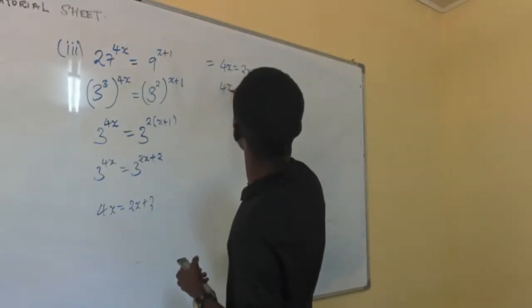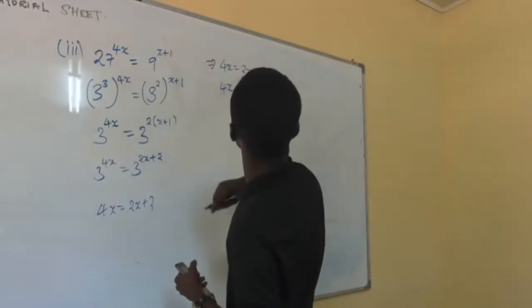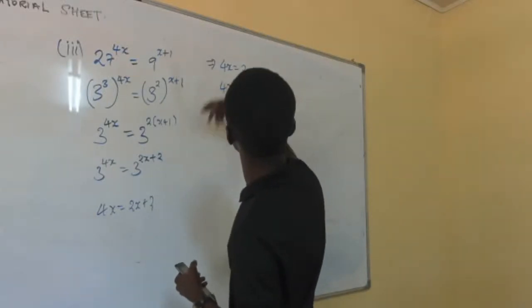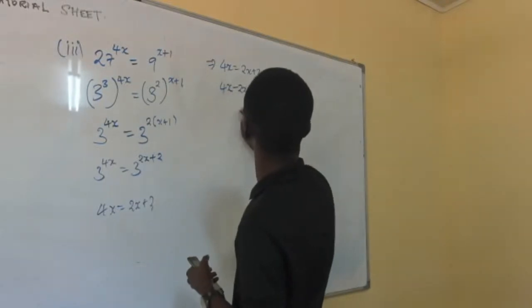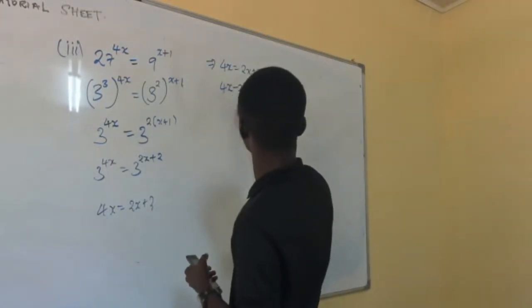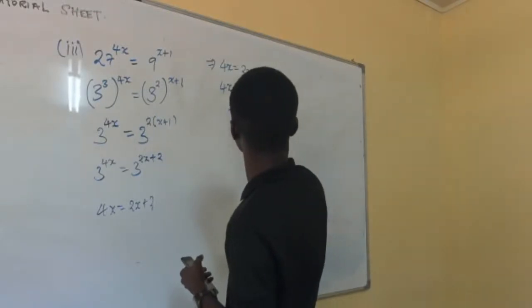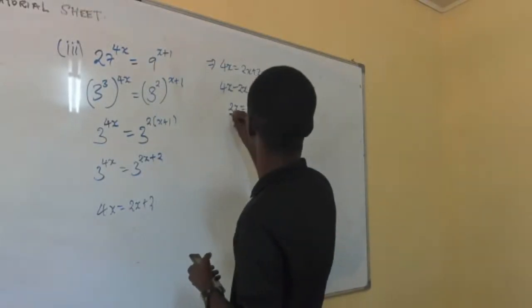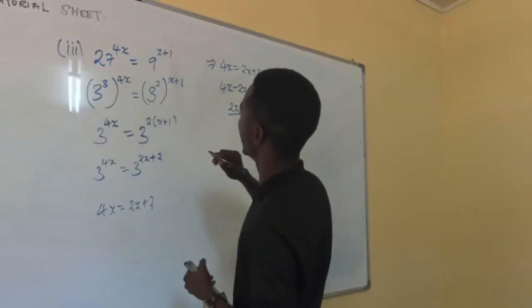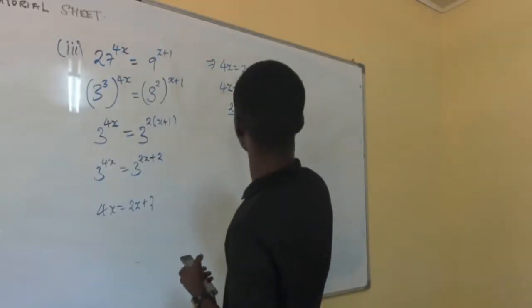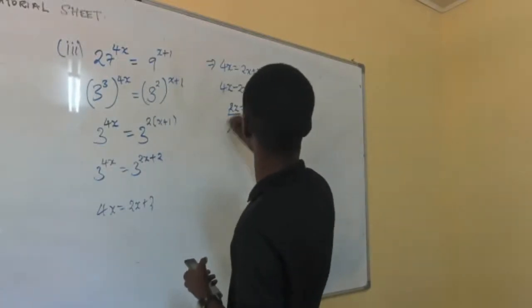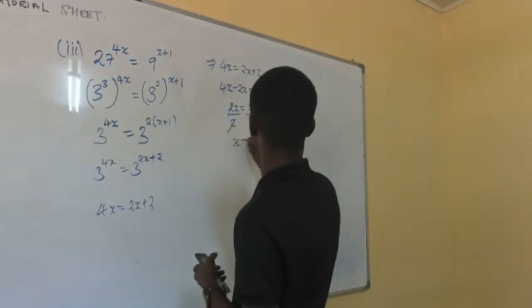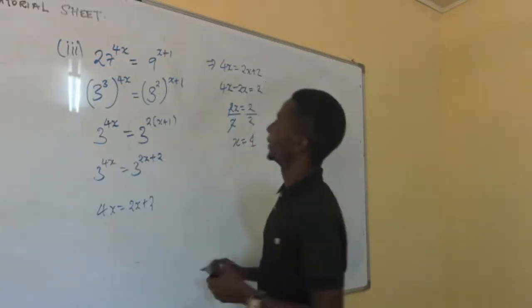So now, 4x equals 2x plus 2. If this 2x crosses the equal sign, it becomes negative 2x. So if you subtract, 4x minus 2x, we get 2x equal to 2. Then you divide both sides by 2. The 2s cancel, so x is equal to 1.